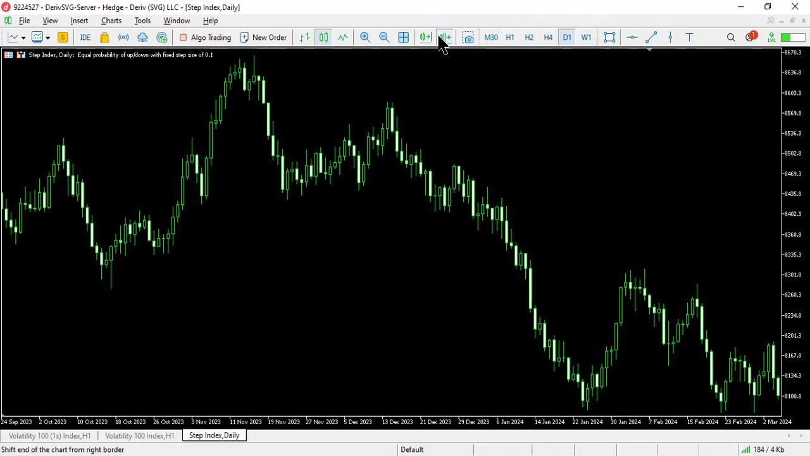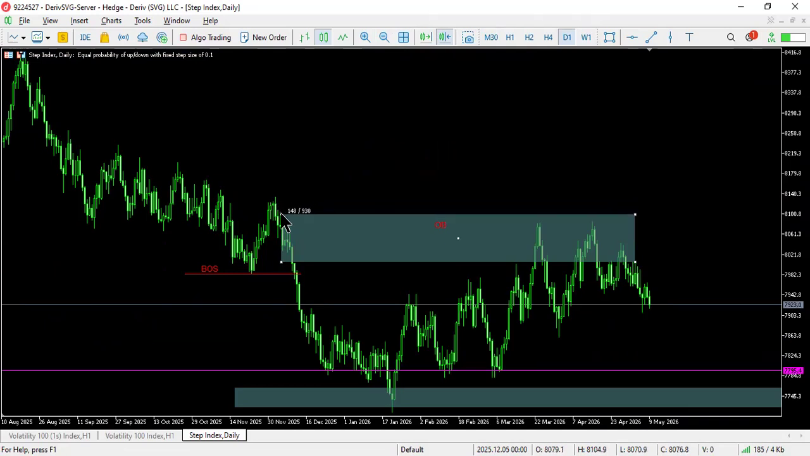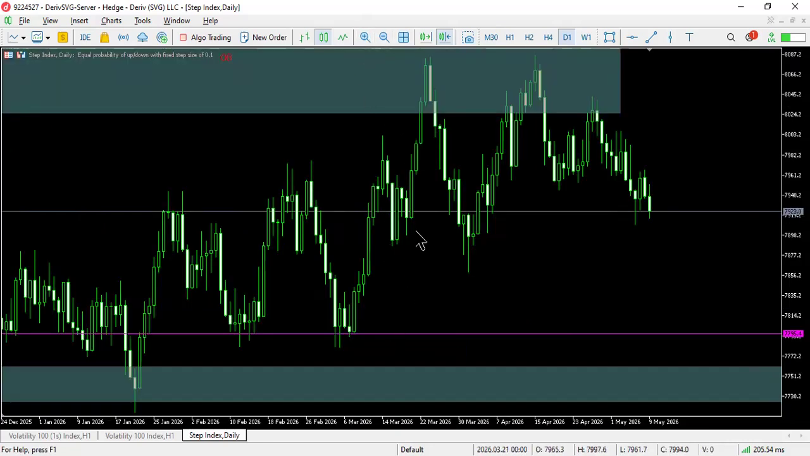Moving over to the daily time frame, adjusting our order block, it's going to be at that level, and our break of structure, it's going to be at that level. And then if we are to zoom in, we can see we have a break of structure here. That is the most recent break of structure.